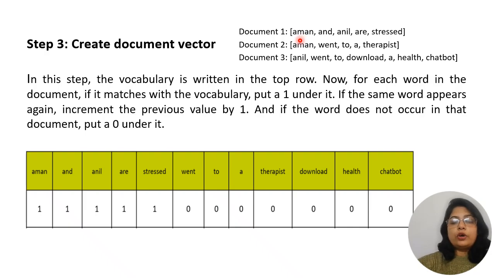So if you look at the document vector, it is Aman and Anil are stressed. So below Aman, we will write 1, and below Anil, are, stressed, we will write 1, and the remaining all 0 because they are not there in our first document. So this is the document vector for the first document. Similarly, you have to create it for the second and third document. That will be shown in step 4.